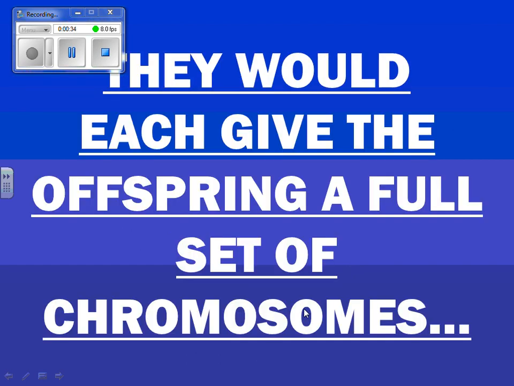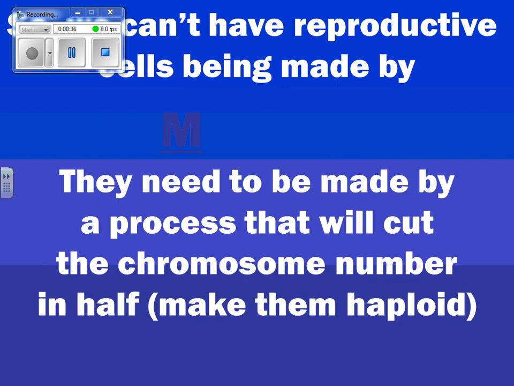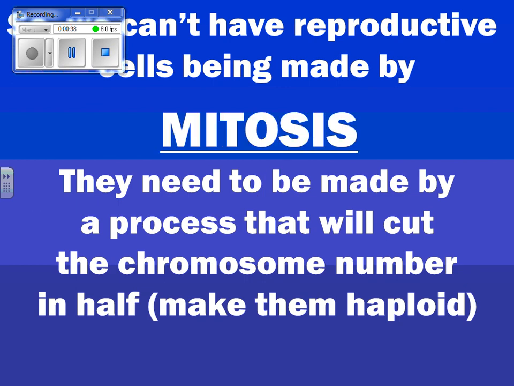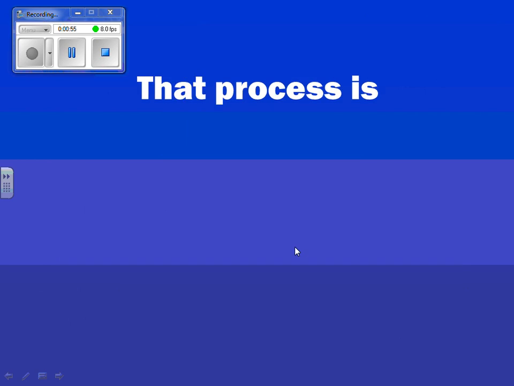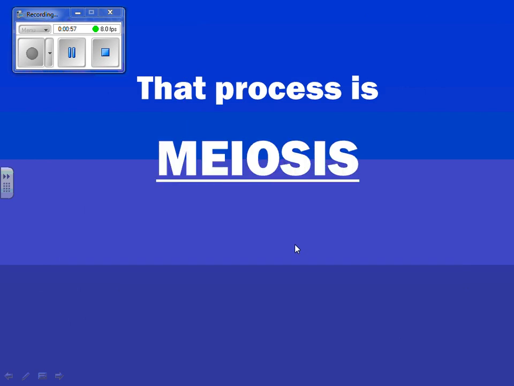So when we do meiosis, it is extremely important that, just going back to mitosis, mitosis makes cells with a full set, with a diploid number. Those are your body cells. But when you make your gametes, you need to cut those chromosome numbers in half in order to get a full set when the egg and the sperm come together. And that's what meiosis is all about.